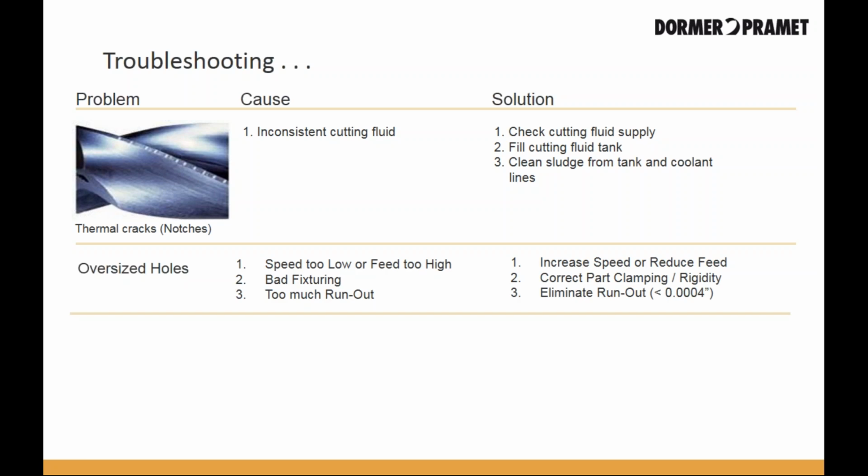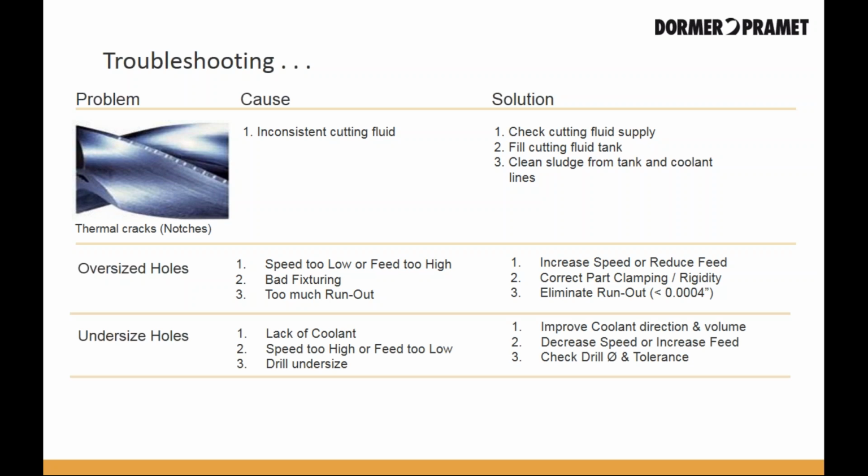Oversized holes. Your speed is either too low or your feed is too high, usually. Bad fixturing can cause this as well. If the fixturing is allowing the part to move, this can also cause it. Or, again, too much runout on the drill. Increase your speed or reduce your feed. Correct part clamping and make sure that the part is extremely rigid. And eliminate the runout. Again, less than 0.0004 inch is necessary in carbide drilling.